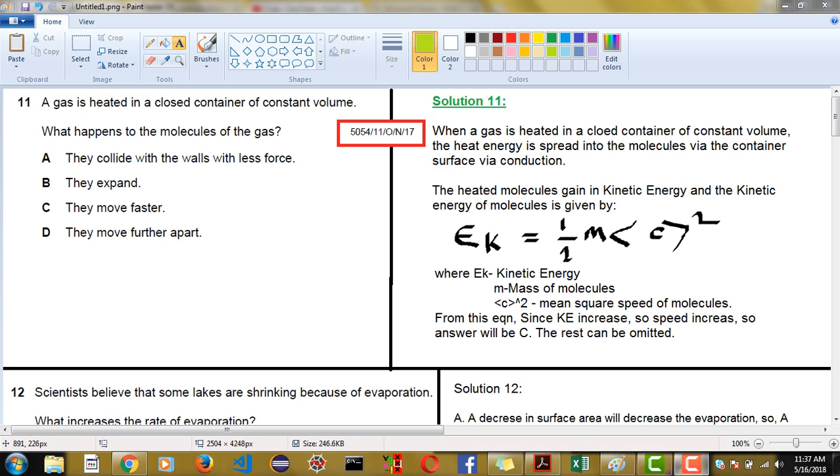and the kinetic energy of molecules is given by this formula: Ek equals half mc squared. Here Ek is the kinetic energy, m is the mass of the molecules, and c squared represents the mean square speed of molecules. From this equation we see that since kinetic energy is increasing due to the heat, speed will also increase. So this tells us that the molecules will move faster. So the correct answer is C. We can omit the rest of the answers.